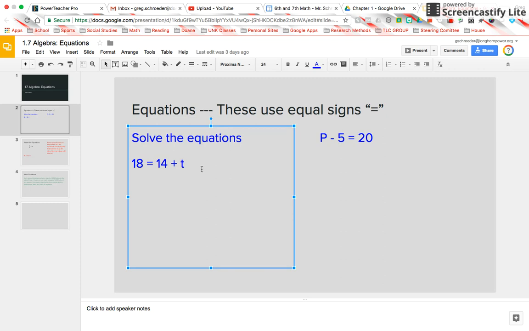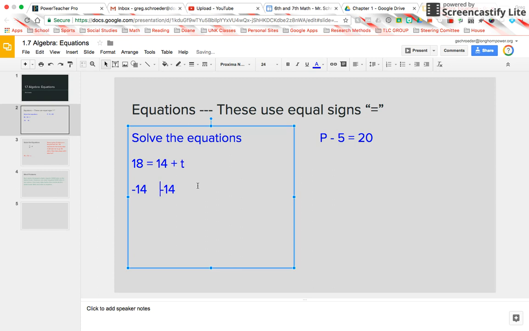My goal, anytime that I have an equation, is that I want to get the variable to stand alone. So if I have 18 equals 14 plus t, I want t to stand alone. In order to do that, I need to get rid of my 14. So I'm going to subtract 14 from there. I can't just take something from one side and think it's going to be good. I have to take something from both sides. So if I take 14 from one side, I have to take 14 from the other.